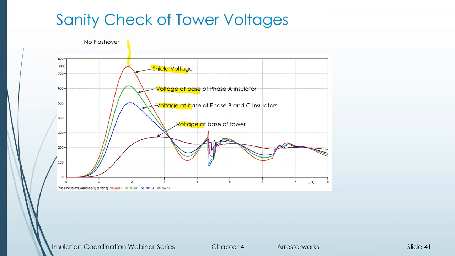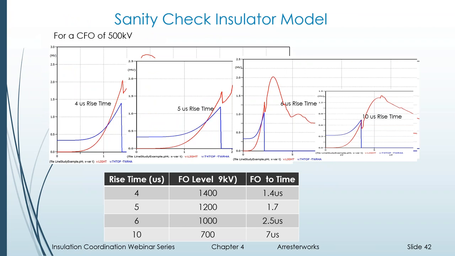And then at the base of the tower. In this case here, the base of insulators B and C is the same because they're both on the same level. And if you don't see something like this up and down your tower, you probably don't have the model working quite right. I mean, there's always going to be some lower levels of voltage as you go down the tower, and there is going to be some ground potential rise. So that's kind of a sanity check of what's happening.